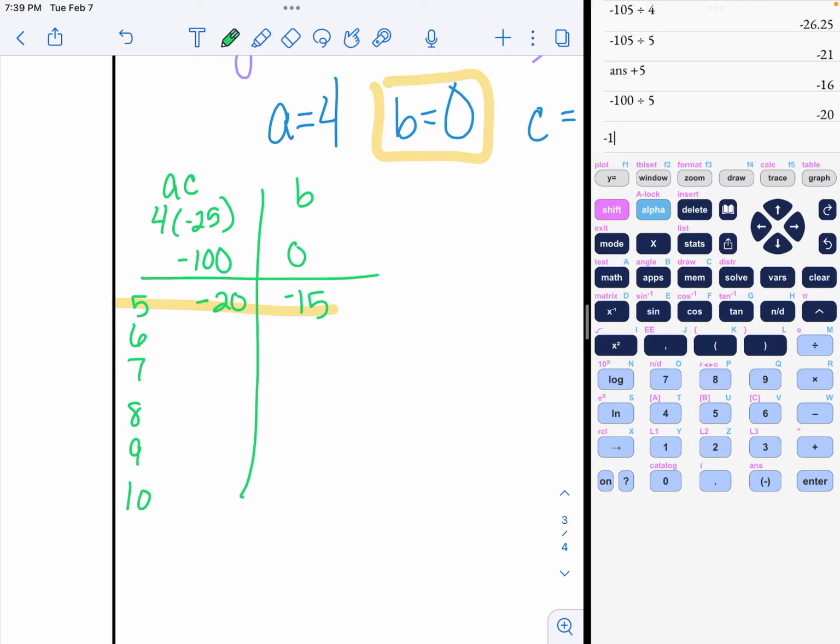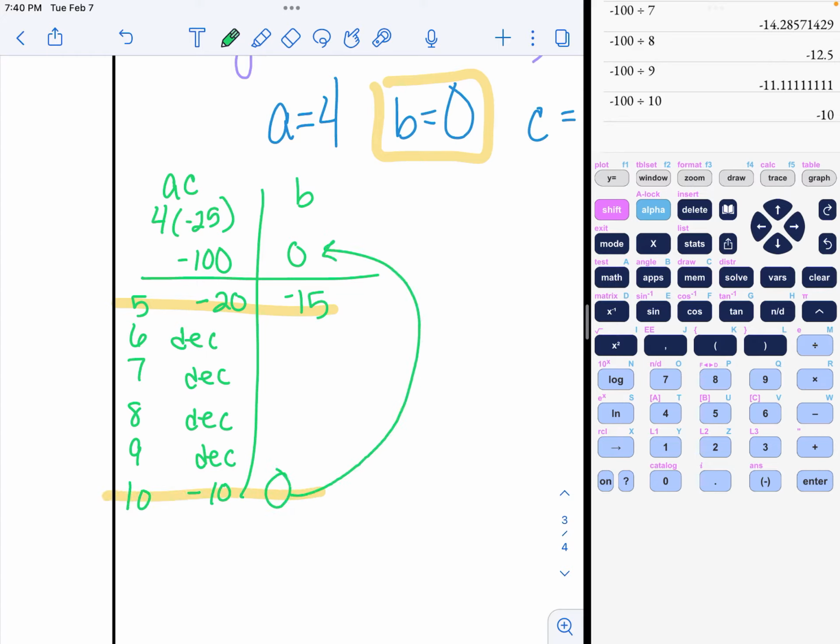Now we will do negative 100 divided by 6, negative 100 divided by 7, negative 100 divided by 8, and negative 100 divided by 9. I didn't write any of those answers because they were all decimals, which is not allowed on this type of problem. Negative 100 divided by 10. There's your magic negative 10. Why is that one your magic factor? Because if you add them, you would get the 0 that you wanted.